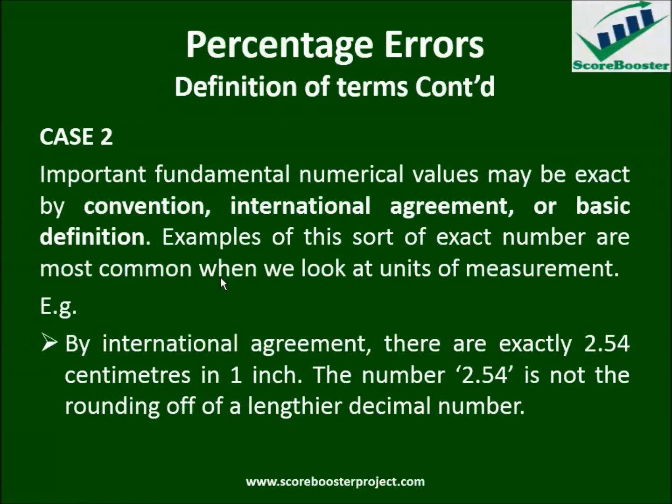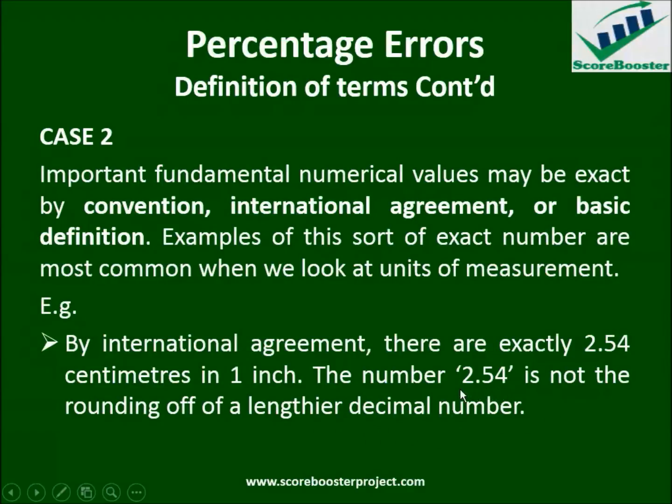All these sorts of exact numbers are most common when we look at units of measurement. So the examples will make the explanation clear. By international agreement, there are exactly 2.54 centimeters in 1 inch. So for instance, 2.54 centimeters has been taken to be 1 inch. So 2.54 in this case is a decimal number, but it is not the rounding off of a lengthier decimal number.